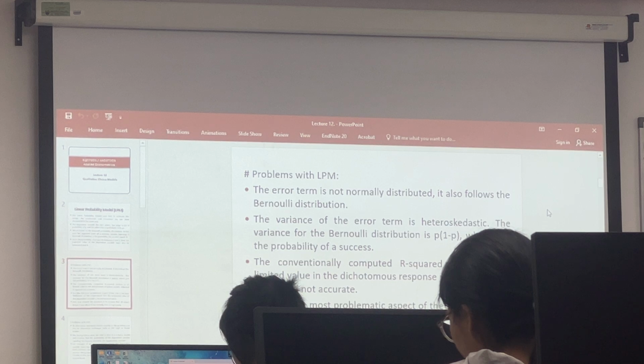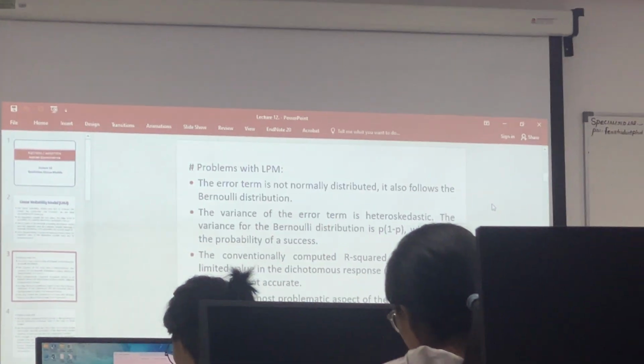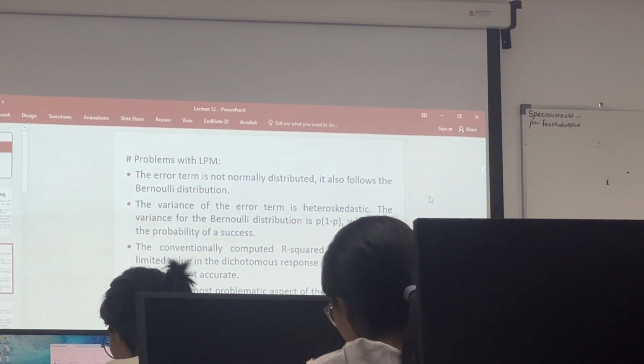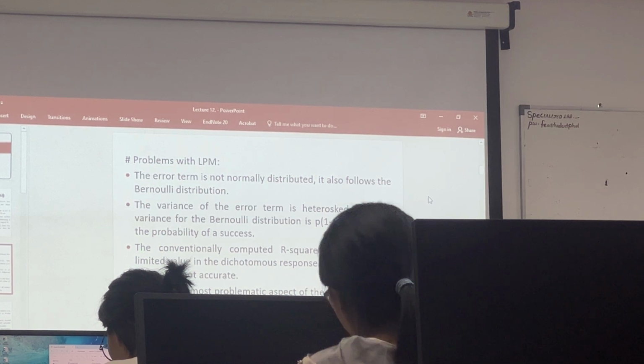Third, the conventionally computed R squared statistic is of limited value in a dichotomous response model. Adjusted R squared is not accurate either. And possibly the most problematic aspect of the linear probability model is the non-fulfillment of the requirement that the estimated value of the dependent variable y lies between 0 and 1.